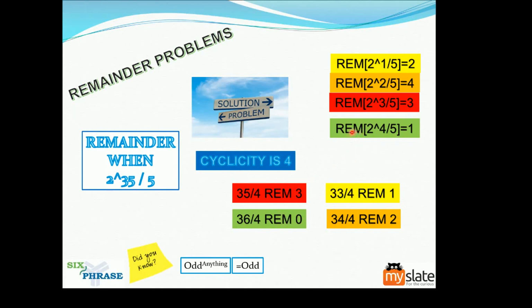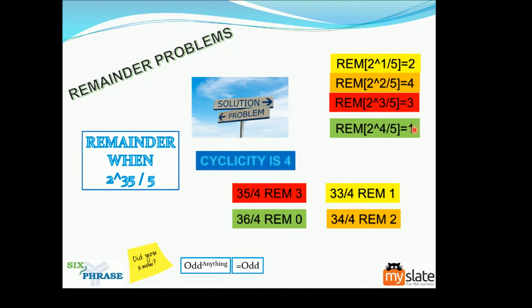So when the remainder is 1, your answer is 2. When the remainder is 2, your answer is 4. When the remainder is 3, your answer is 3. And when the remainder is 0, your answer is 1. So whenever you are given a power, just divide it by 4. Look at what you get as the remainder. Depending upon what remainder you get, your answer will vary between 2, 4, 3 and 1. It is as simple as that.